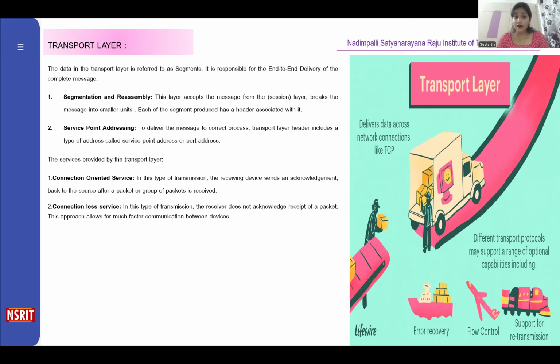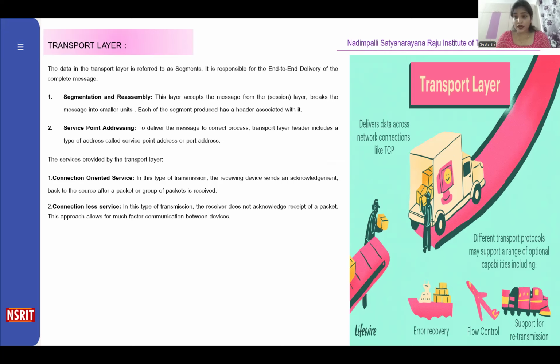In the transport layer, the transport layer assigns port addresses to the data, to the segments, because it is dealing with process-to-process delivery. It is dealing with end-to-end delivery. It delivers data across network connections like TCP. Different transport protocols may support a range of capabilities, including error recovery, flow control, and support for retransmission. Every layer provides error control and flow control, and the transport layer mainly deals with process-to-process delivery. That is called end-to-end delivery.